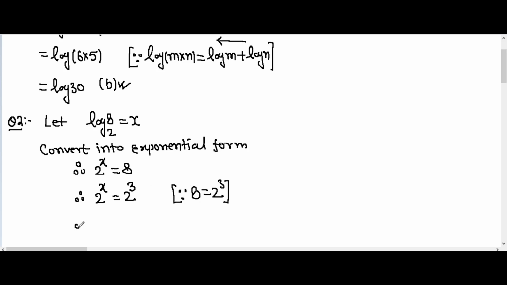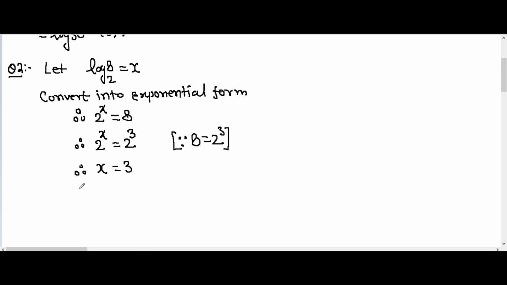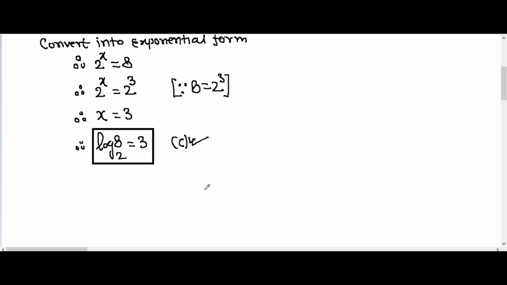By the indices law, if bases are equal, then powers must be equal. So x is equal to 3. But x is the value of log of 8 at the base of 2. Therefore, log of 8 at the base of 2 is equal to 3. We have the required value, which is 3, and C is the correct option. So that was problem number 2.